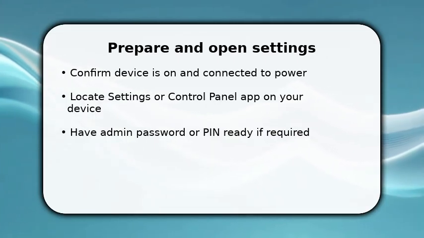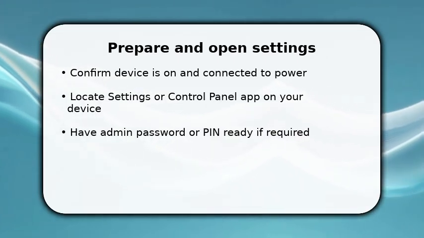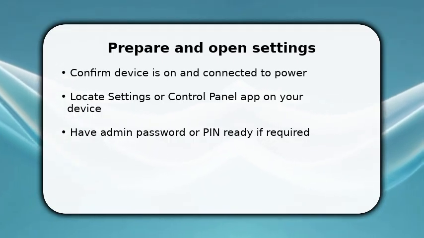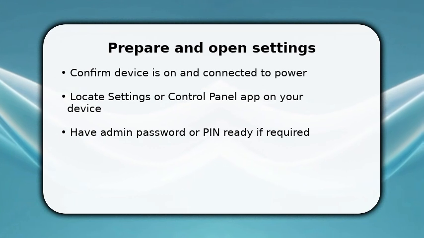For mobile, open Settings Wi-Fi. If prompted, enter admin credentials. That unlocks advanced details and prevents guessing the wrong network.